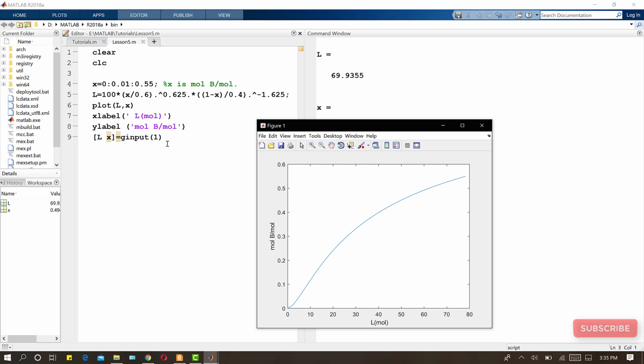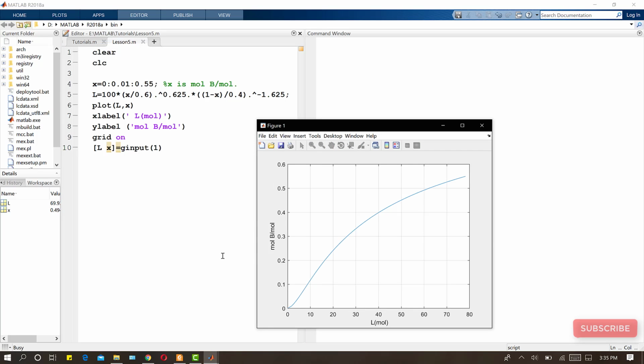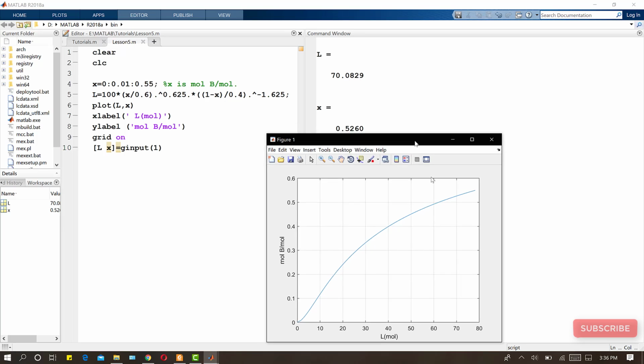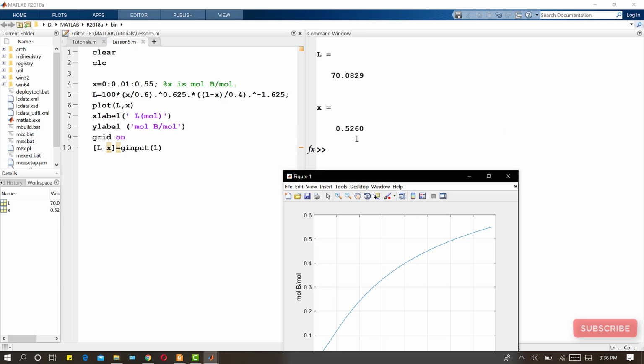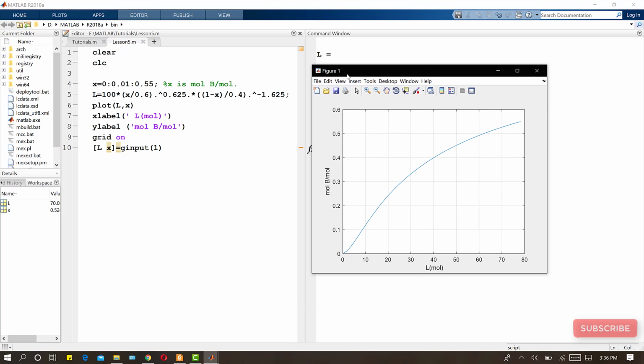And now if you want to display the grid on the graph as well, we will write grid on, and let's execute it again. Now we have this graph, and at L equal to 70 we can extract again. When L is equal to 70, X is 0.5260 mole of benzene per mole. So I think you will understand this example, the plot function, and how to extract the value from a plot.